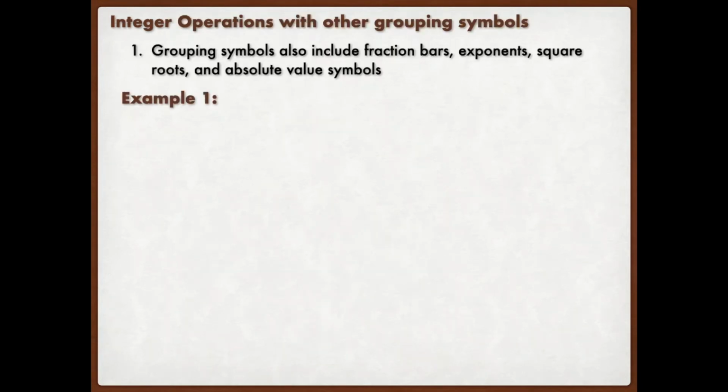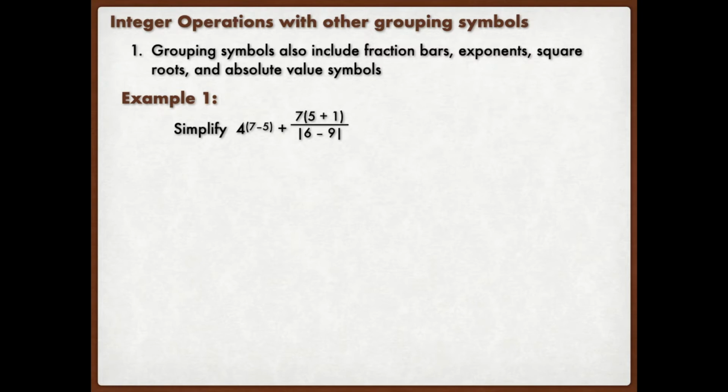Now, integer operations with other grouping symbols. Grouping symbols also include fraction bars, exponents, square roots, and absolute value symbols. So let's take a look at this. We're going to first simplify this expression. We have to first look at which symbols to do first. So let's take a look at the exponent 4, and then you have the parentheses 7 minus 5. 7 minus 5 is 2, and that's the exponent on 4 squared.